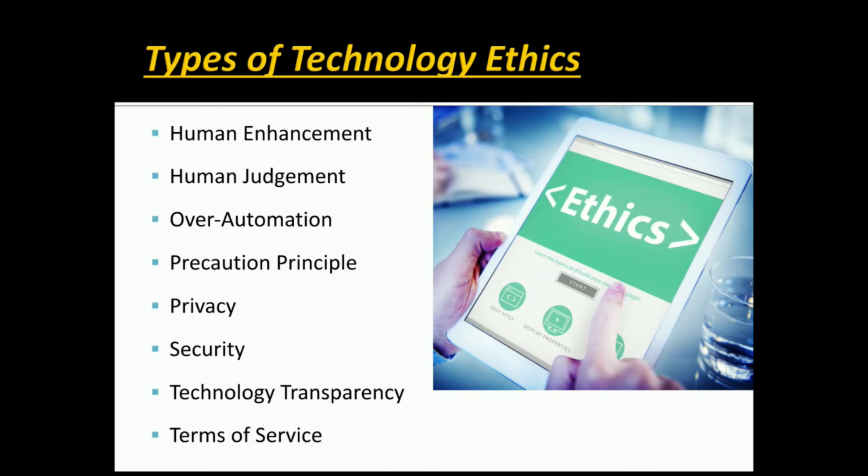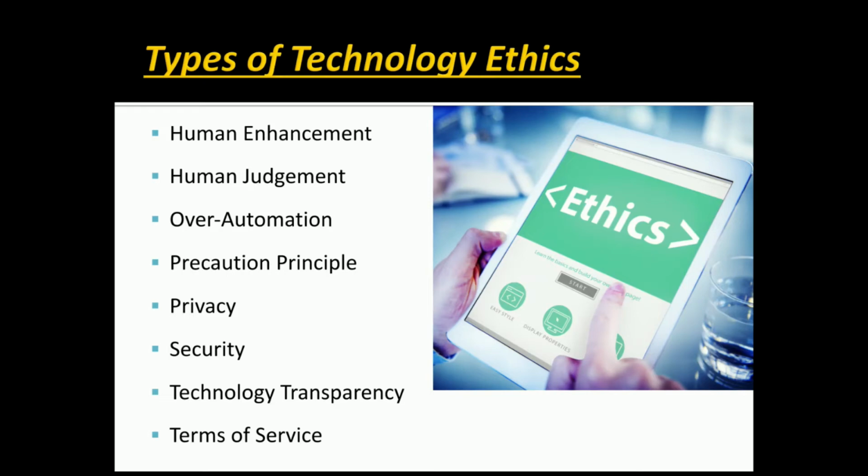It's a question about when decisions can be judged by automation and when do they require a reasonable human. Number 10, over automation. When does automation decrease quality of life and start affecting society? And number 11, precautionary principles. It is about who decides that developing the new technology is safe for the world. And number 12, privacy. It's about the protection of privacy rights.